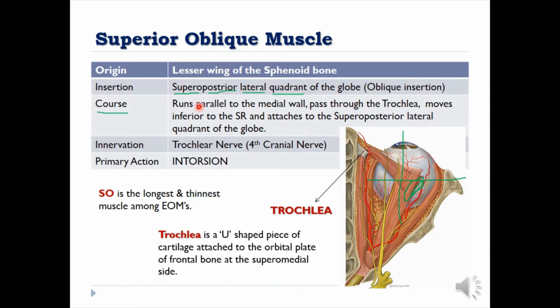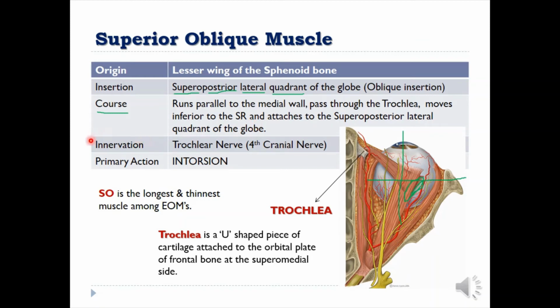So it runs parallel to the medial wall, passes through the trochlea, and moves inferior to the superior rectus. Now after moving from the trochlea, it goes below or underneath the superior rectus. This is the superior rectus muscle; it goes underneath it, right, and attaches to the superior posterior lateral quadrant. We already discussed that this is the superior posterior lateral quadrant of the globe. So that is the course of the superior oblique muscle.